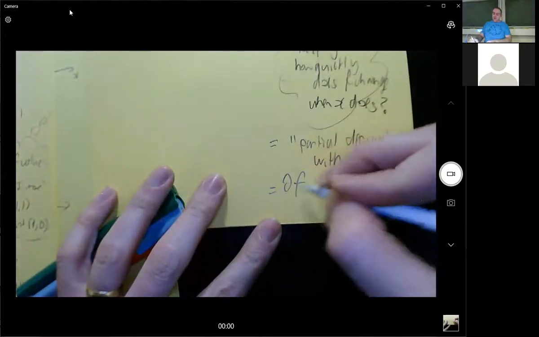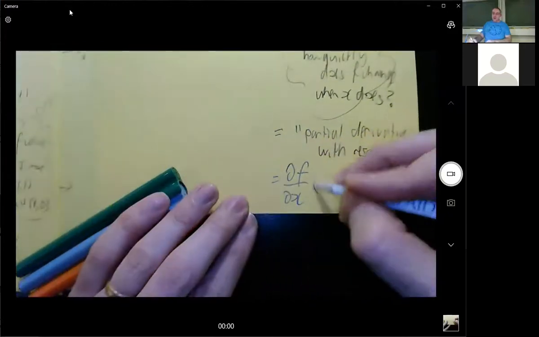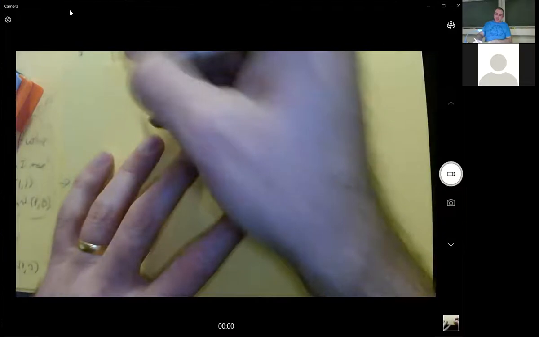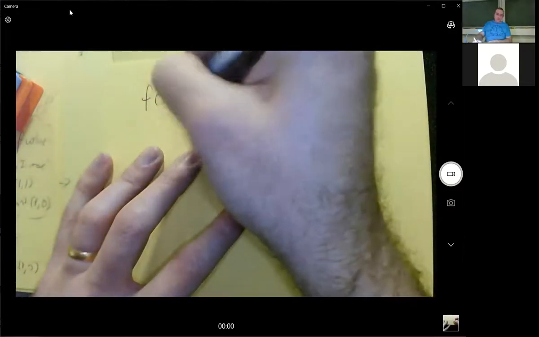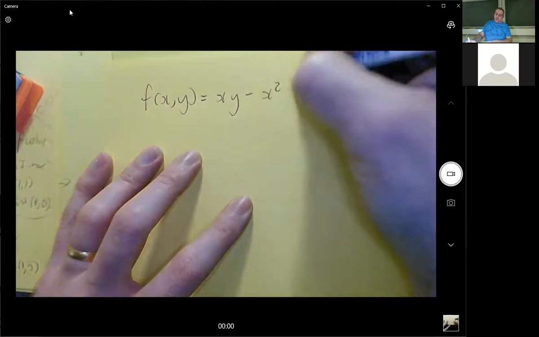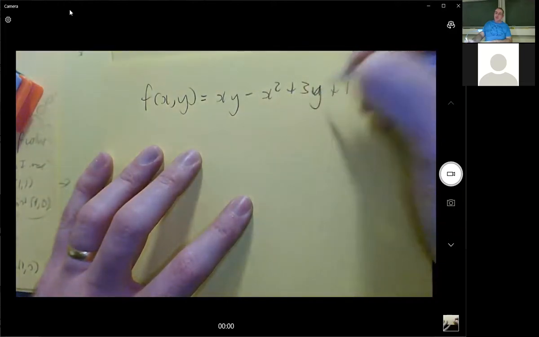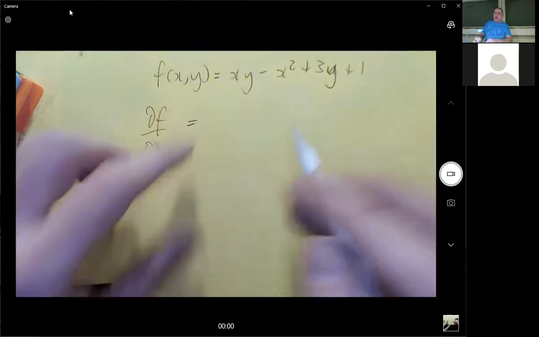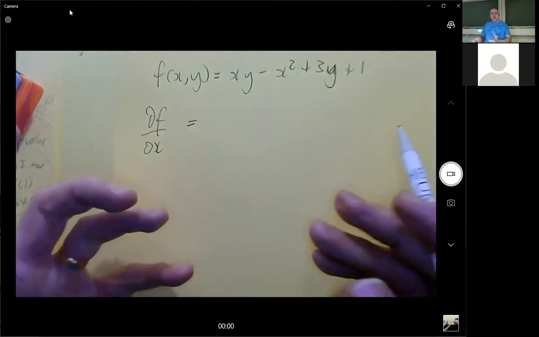And there's a notation for this. This is the derivative of f with respect to x at the point (2, 3). The way to do it is to literally differentiate your function as if y was a constant. So let me figure it out. My function was xy minus x squared plus 3y plus 1, just a random function I was thinking of. And then df on dx, I differentiate this pretending that y is a constant.